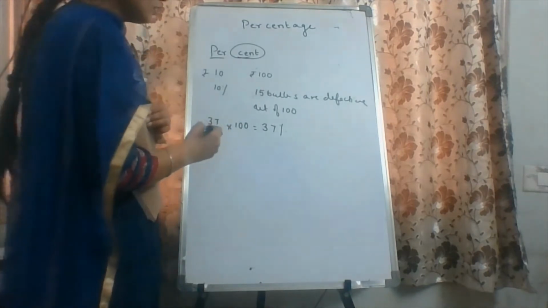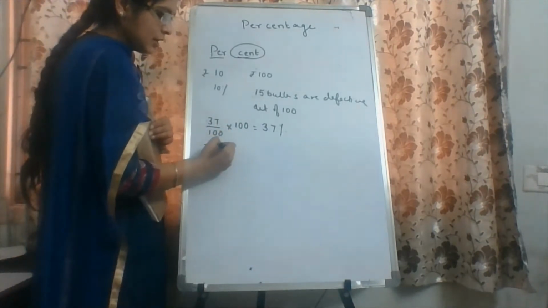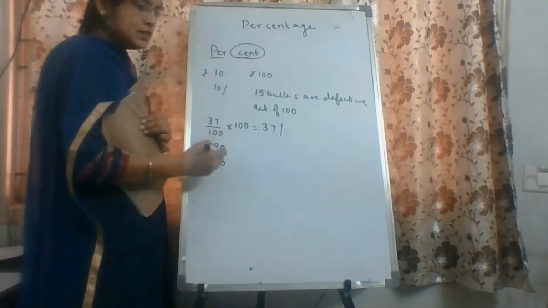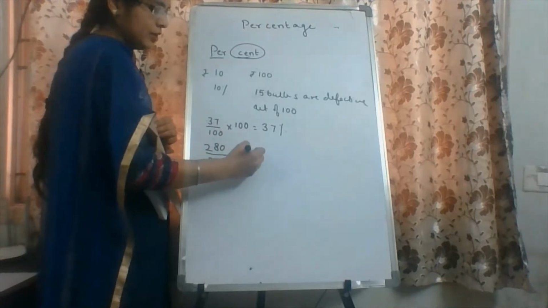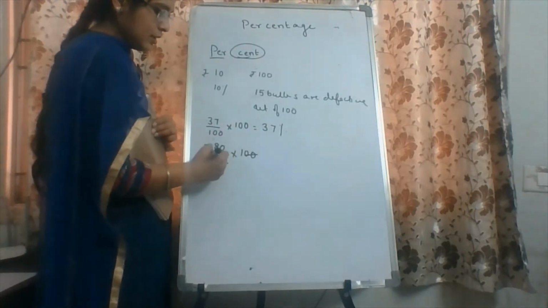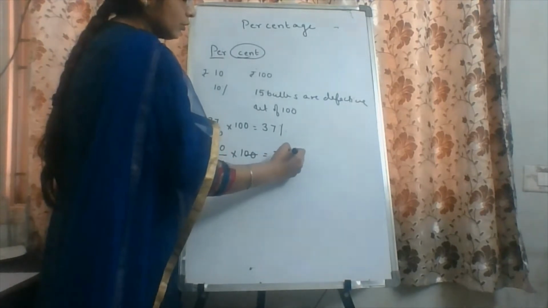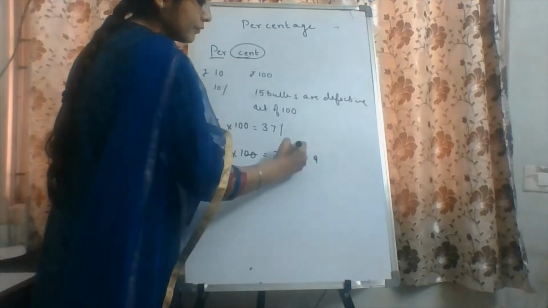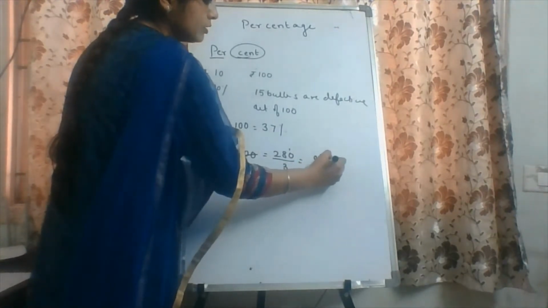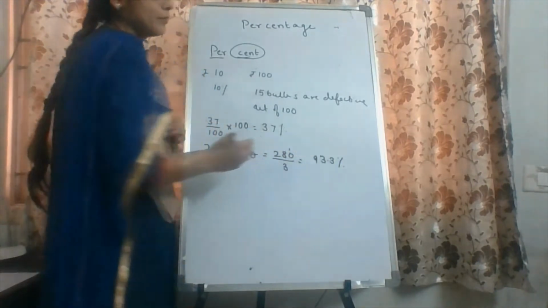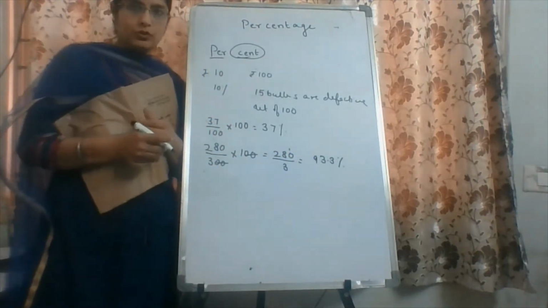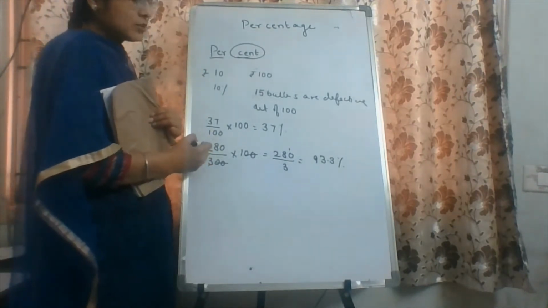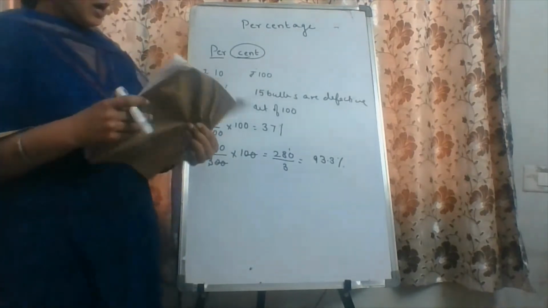If a child scores 280 marks out of 300, I have to convert it into percentage. It means I should multiply it by 100. So we get 280 upon 3. Let us convert it into decimals also. This is equal to 93.3% marks the child has scored. That means whatever is the total will be the denominator, and whatever is scored is the numerator, multiplied by 100.